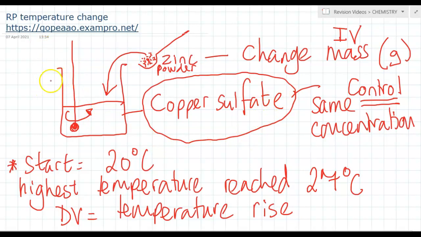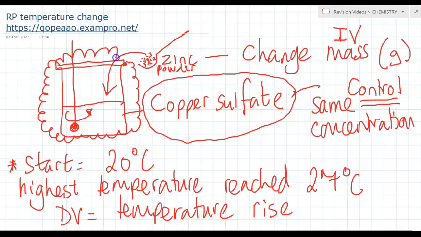Now, I can see problems with my method here, because as the temperature changes, in this case gets hotter, some of that heat will be transferred to the surroundings. So a good improvement to this experiment would be to insulate my beaker, maybe by putting it in a little woolly jacket, or using a polystyrene cup, and I'll probably put a lid on here, maybe that's insulated as well, to try and reduce heat transfers to the surroundings.